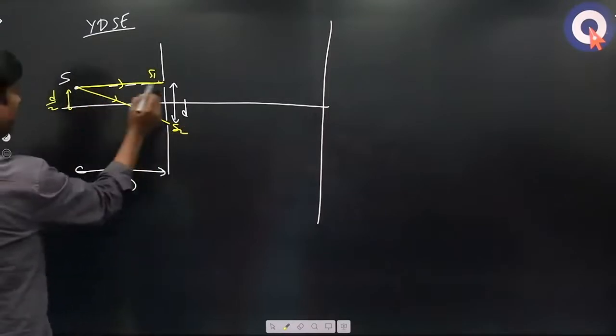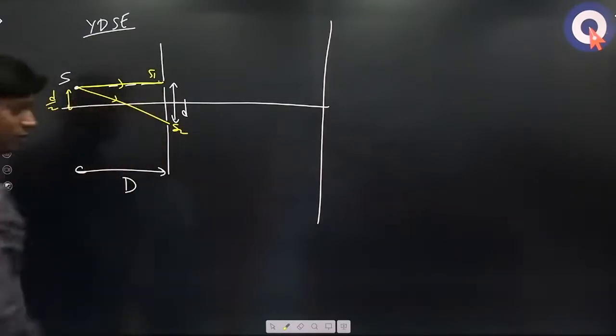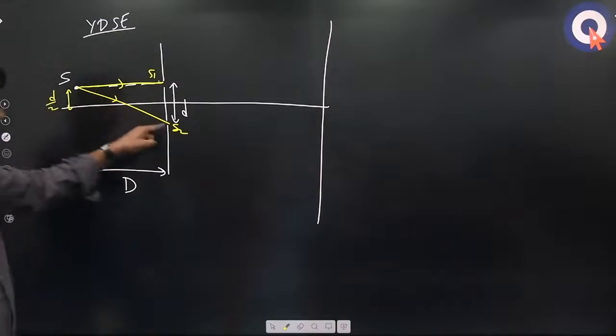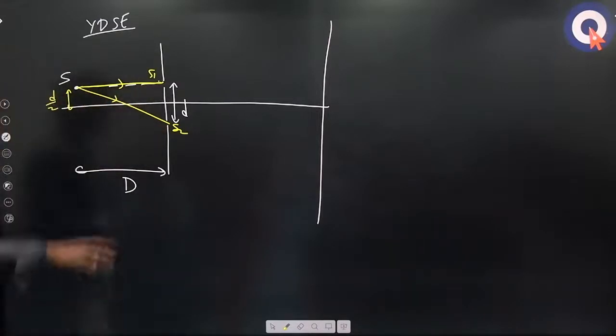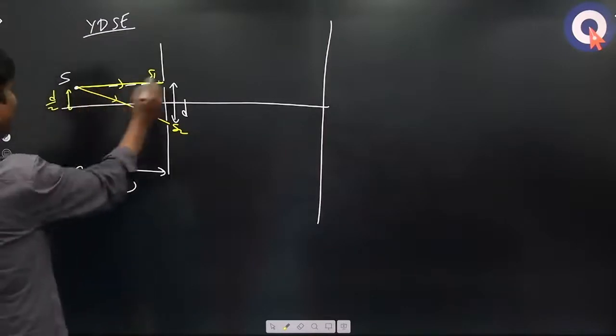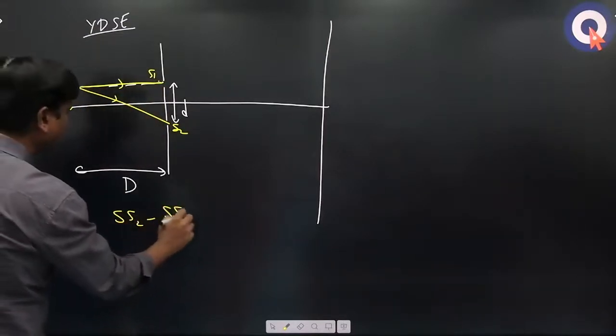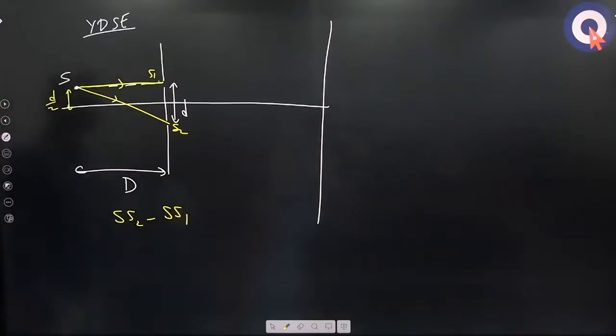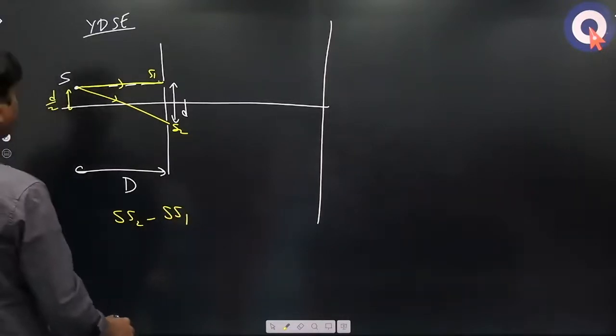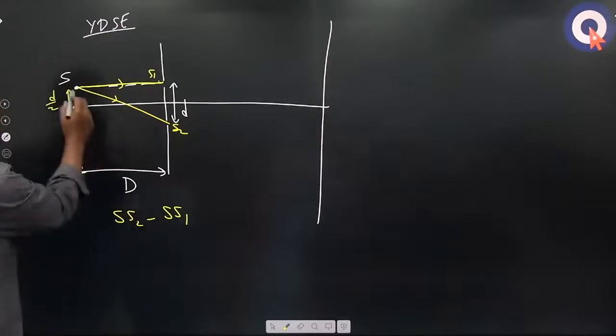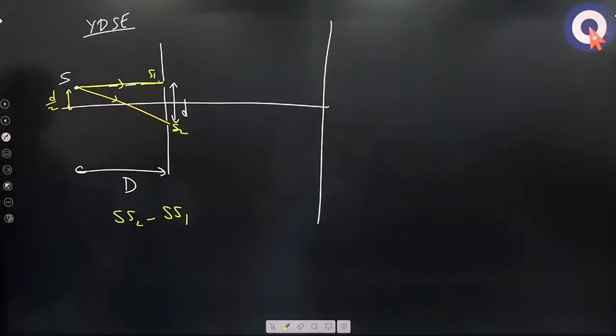So from here to here minus here to here: this will travel fast, this will travel slow. This takes more time to reach here, this will take less time to reach here. So definitely it will create some geometrical path difference, which is equal to SS2 minus SS1. So here you will be finding out SS2 minus SS1.